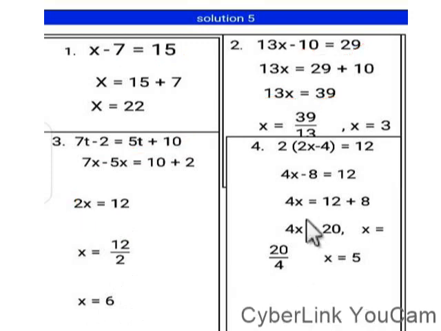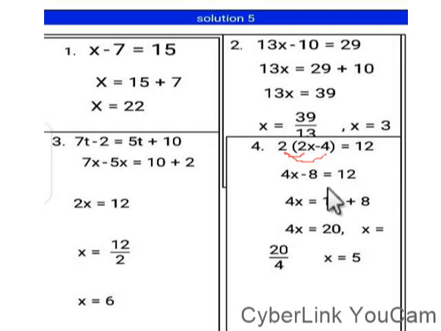Then finally, number 4. Here we have 2 bracket 2x minus 4 bracket close is equal to 12. How do we approach this one? The first thing we have to do is to open the brackets. Opening the bracket means that this 2 that is attached to the bracket, we multiply everything inside the bracket. Just like we did previously, 2 times 2x will give us 4x, and 2 times minus 4 will give us minus 8, is equal to 12.